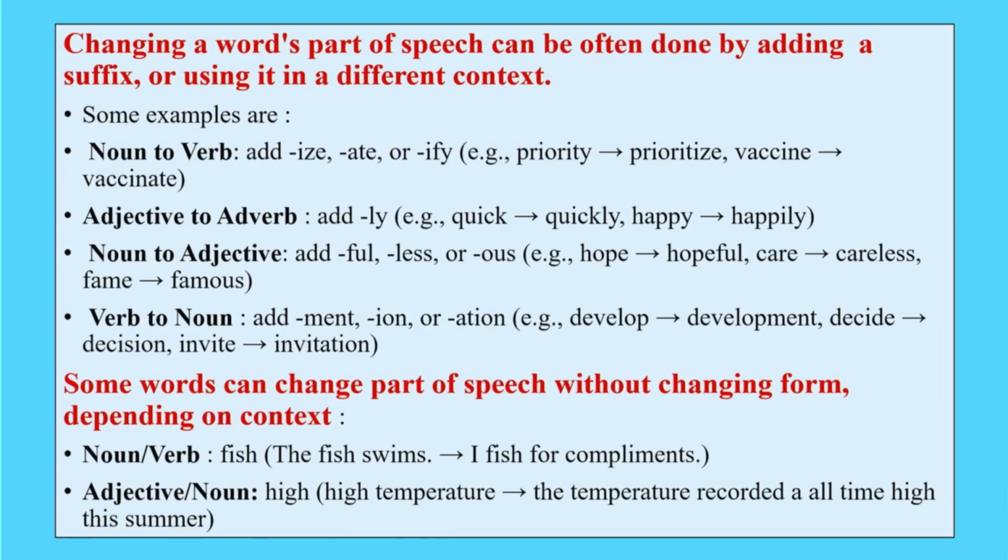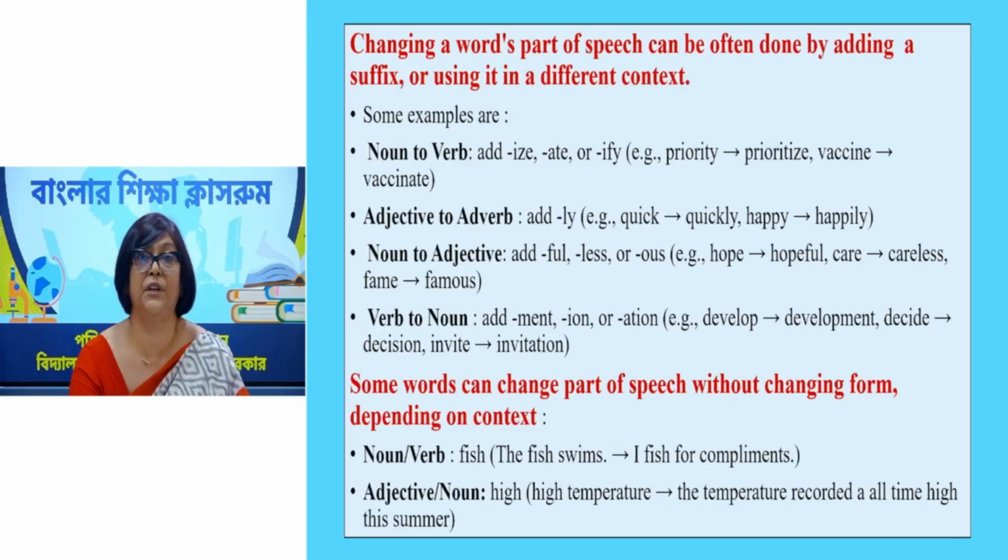Now we come to the second word, high. When we have a fever, it is said she is having a high temperature, or she is running a high temperature. Here high is modifying how much the temperature is, how the temperature is. So it is indicated by high. So it is an adjective here. But when high is used like, the temperature recorded an all-time high this summer, this time the temperature during summer recorded an all-time high.